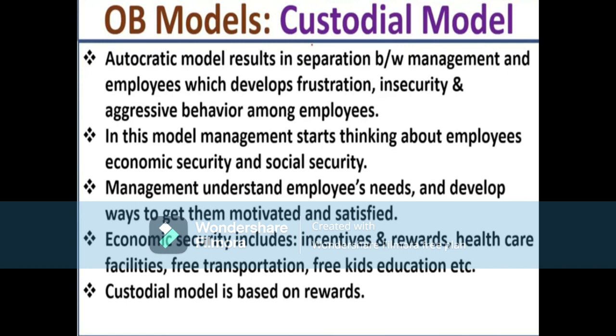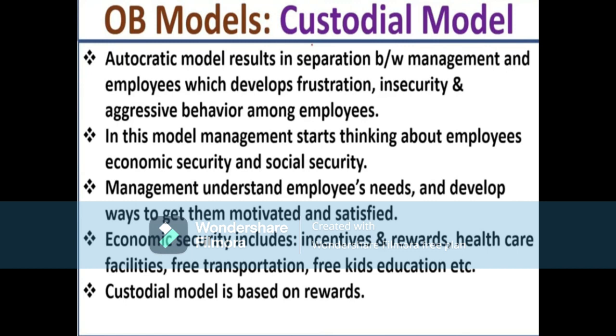But here the boss orders and workers do it, while managers think about the security of employees, economic security or other securities. They have some concern towards employee needs, and they develop the employees by motivating them and giving job satisfaction. Economic and social security means giving incentives and rewards, healthcare facilities, free transportation for their kids, and a free education system. All these are regarded under the custodial model.